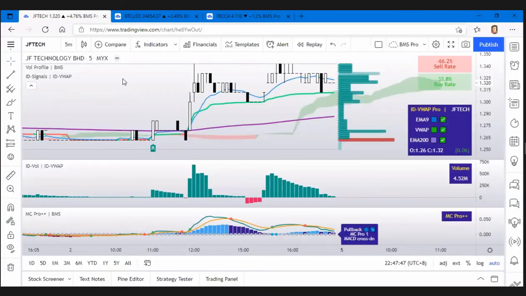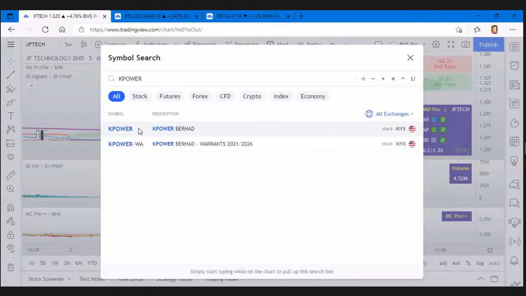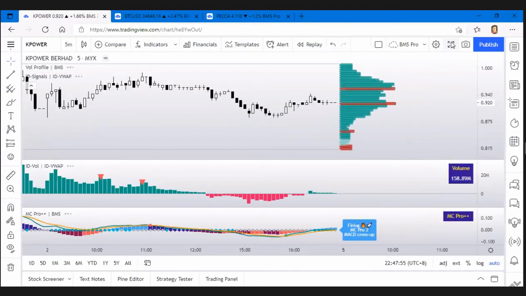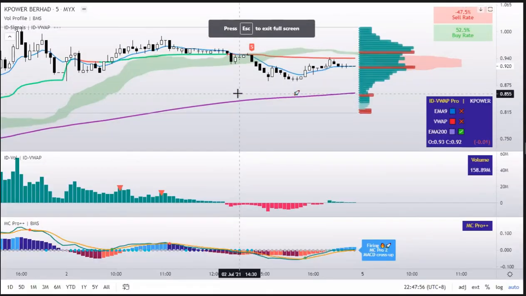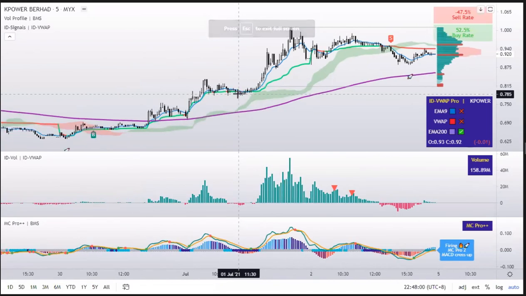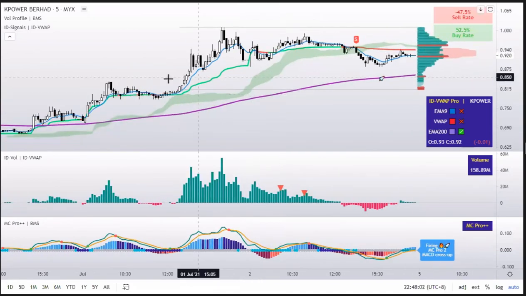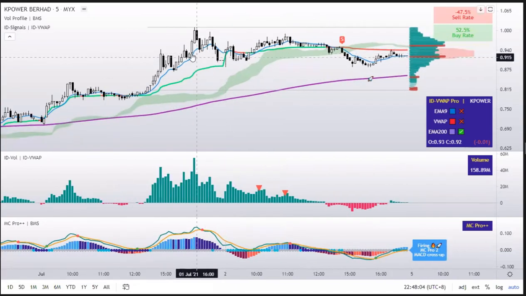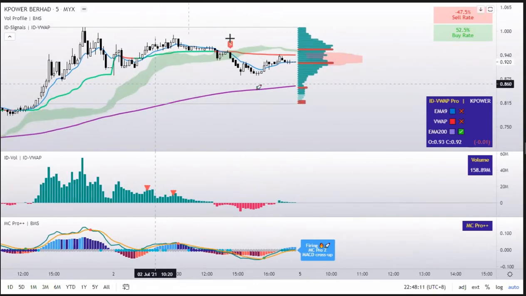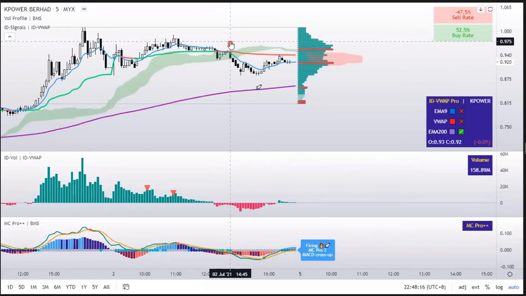Okay, let's look at one example. Let's say K power. This is a 5 minutes chart ID VWAP of K power. So the price moves here, EMA 9 and VWAP are still okay, positive. The cloud is below, so the cloud acts as a support. And there's a sell signal here, at the S, right? This is in the evening, Friday around 2:45, just after lunchtime.